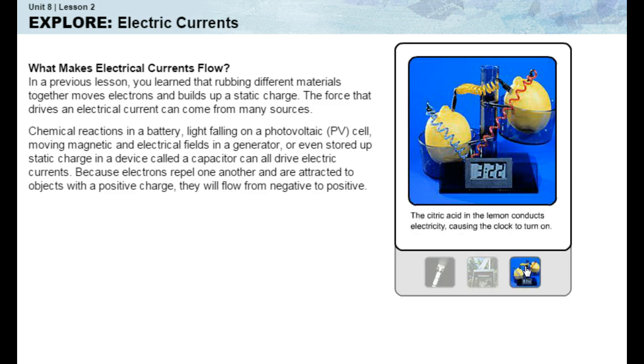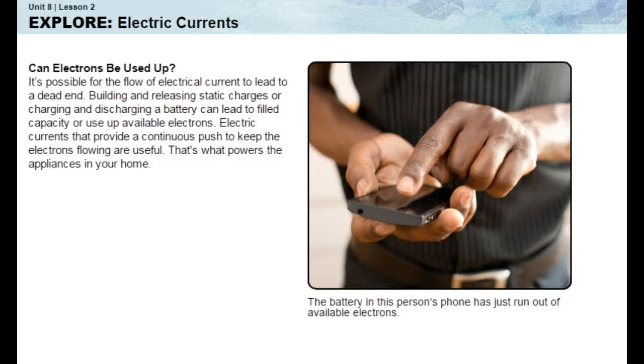Because electrons repel one another and are attracted to objects with positive charge, they will flow from the negative to the positive. It's possible for the flow of electric current to lead to a dead end, building and releasing static charges, or charging and discharging a battery can lead to filled capacity or use up available electrons. Electric currents that provide a continuous push to keep the electrons flowing are useful. That's what powers the appliances in your home.